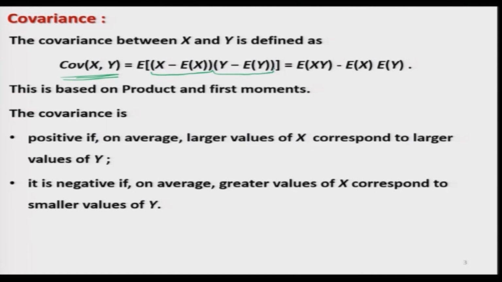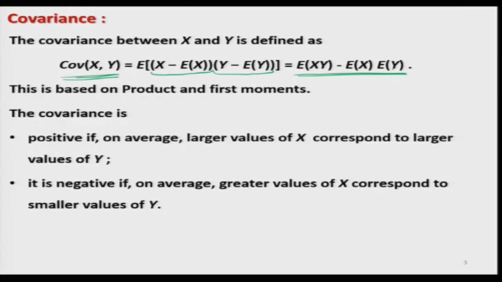And if you try to see x minus expected value of x and y minus expected value of y, they are not the variable like you had done earlier, that y minus mu type of thing, that you are trying to measure around the mean. Yes. And if you open this bracket and simplify it, you will get expected value of x y minus expected value of x into expected value of y.